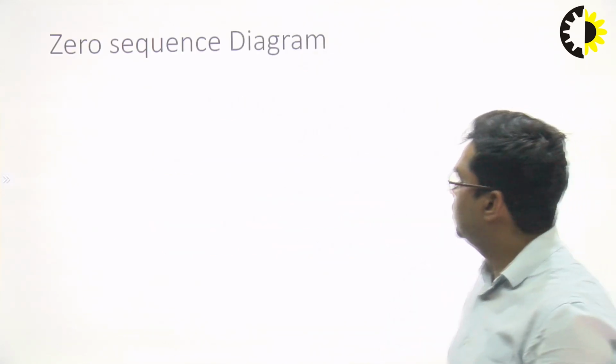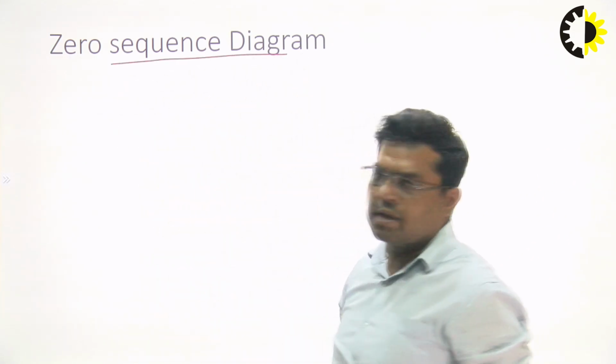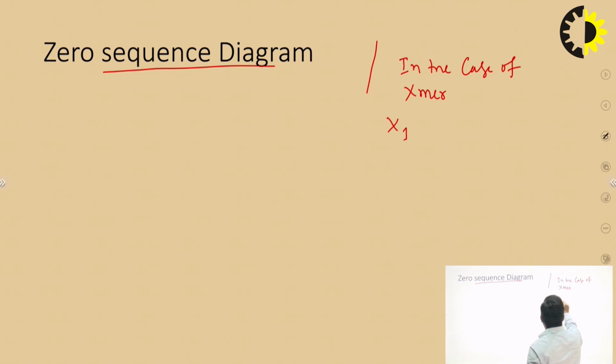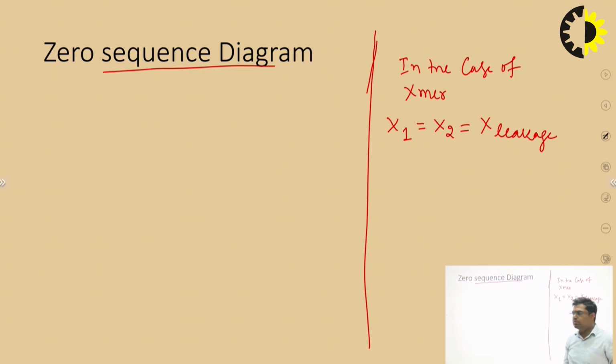Before going to discuss the zero sequence diagram of a transformer, we know that a transformer is a static device. So as a transformer is a static device, the positive sequence reactance, represented by x1, and the negative sequence reactance, represented by x2, will be the leakage reactance. So we do not have much worry about the negative sequence and positive sequence reactance. This is equal to the leakage reactance of a transformer, because a transformer is a static device.